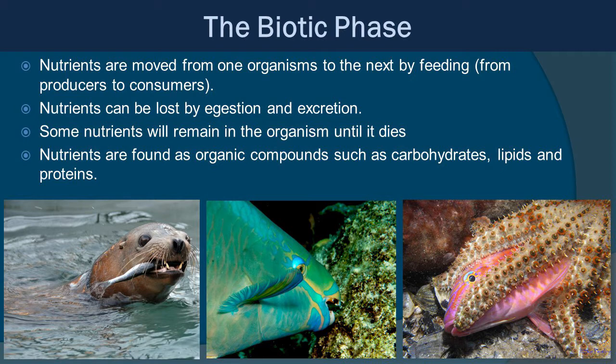Something a little interesting. But either way, these nutrients that they ingest can be lost through egestion and excretion, so essentially waste products, getting rid of things that are undigested and whatnot. Now, what are they getting rid of? What are they dealing with? Nutrients are found as organic compounds, such as carbohydrates, lipids, and proteins. So yes, this is where we want to recall some of that information you learned in biology about organic chemistry.